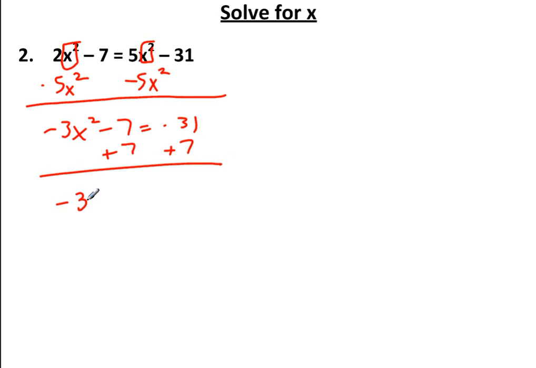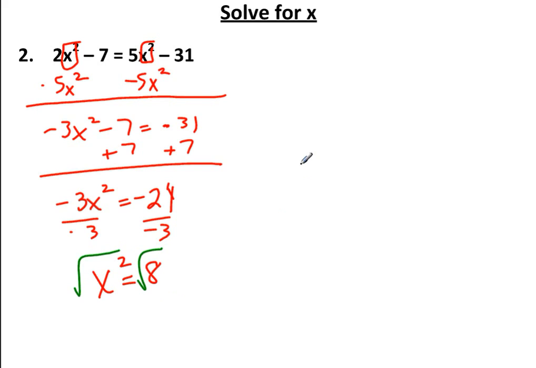So I'm going to get negative 3x squared equals, okay, and then I'm going to get 24, but it should be negative because I have more negatives. Divide both sides by a negative 3, and I get x squared equals a positive 8. So again, I want to get the x by itself. I'm going to take the square root of both sides. So I'm going to get x is equal to plus or minus, because again, we took the square root of both sides, the square root of 8.